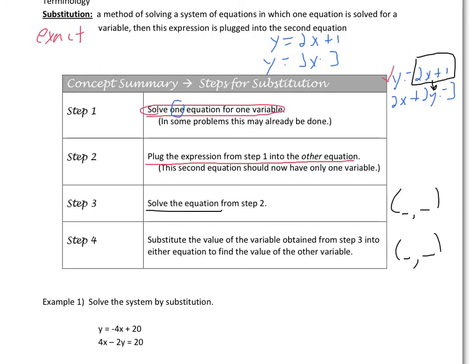So we're going to go through quite a few examples here to show what this would look like. And this ends Lesson 2.2, Video 1.